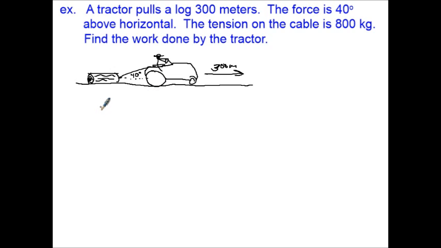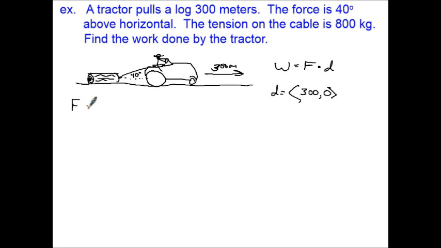My work, again, is going to be the dot product of force and distance. So I need to come up with a force vector and a distance vector. The distance vector in this one is going to be pretty simple. I'm going horizontally 300 feet, and I'm not going vertically at all. So there's my distance vector. The force vector is a little more complicated.